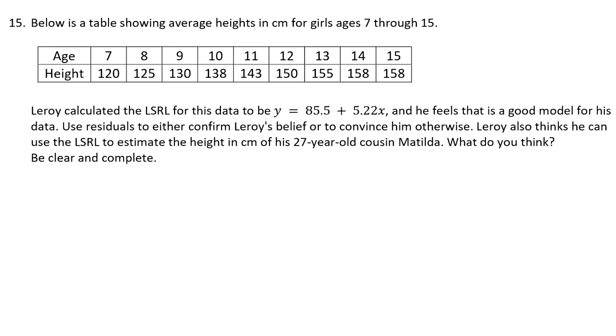So below is a table showing the average heights in centimeters for girls aged 7 through 15. And you can see I've got 7 up to 15 and I have the different average heights. Leroy calculated the least square regression line for the data and he found it to be y equals 85.5 plus 5.22x. He feels that is a good model for his data.